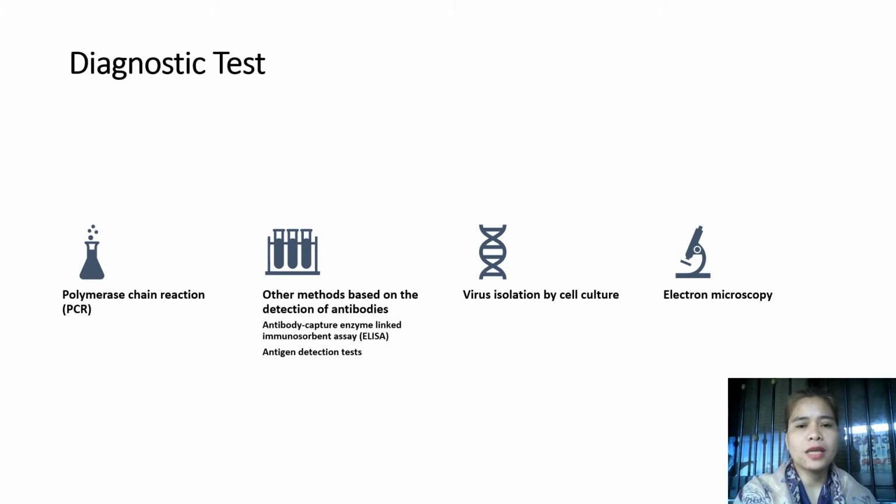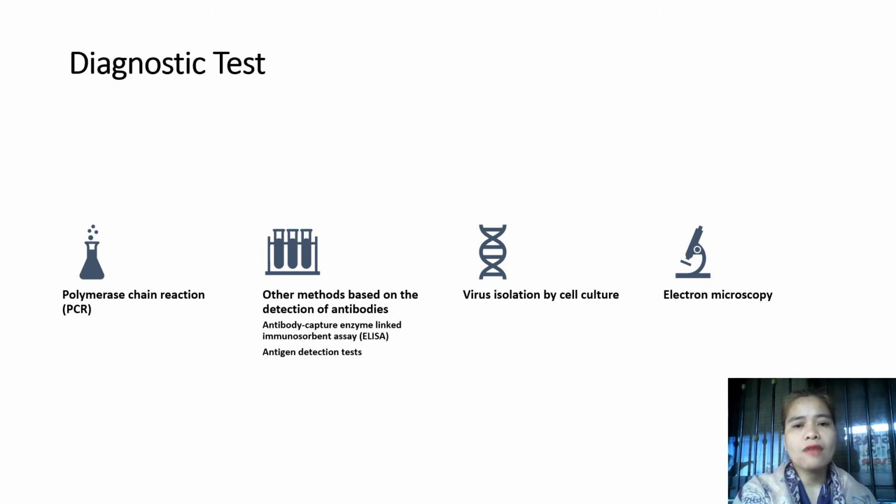Other methods based on detection of antibodies that the body produces in response to an infection can be used to confirm a patient's exposure and infection by Ebola virus. These include the antibody-capture enzyme-linked immunosorbent assay, or ELISA, and antigen detection tests.